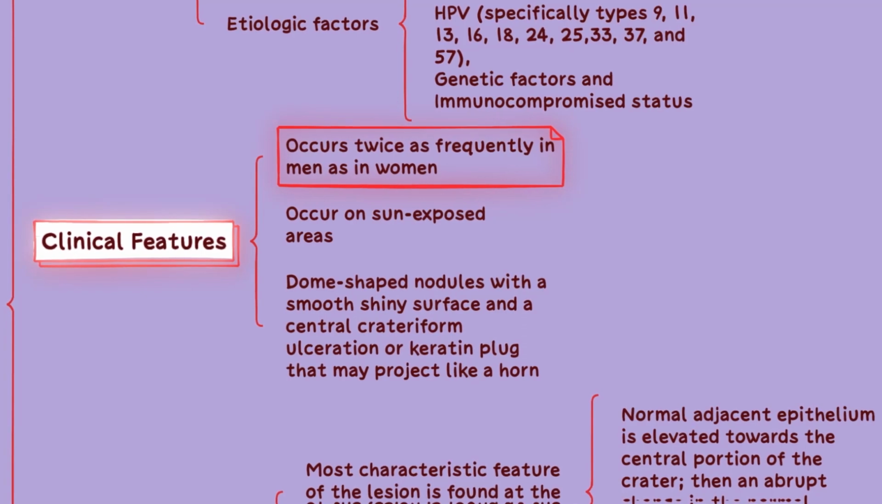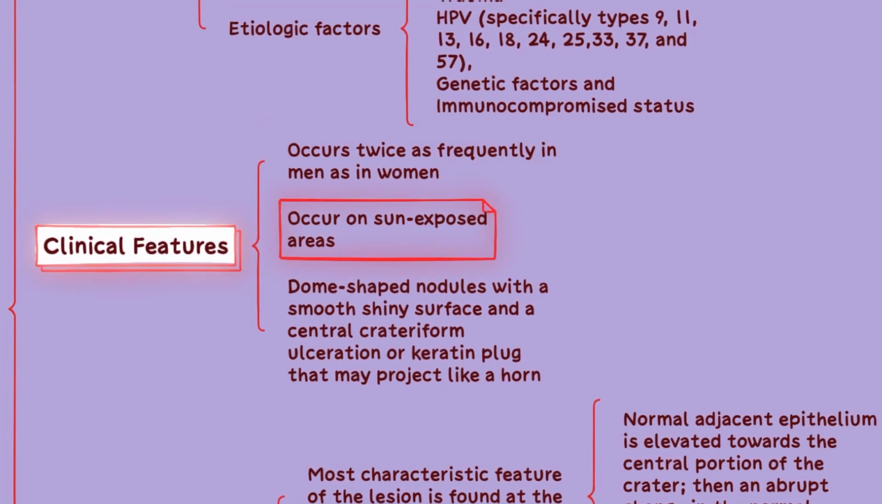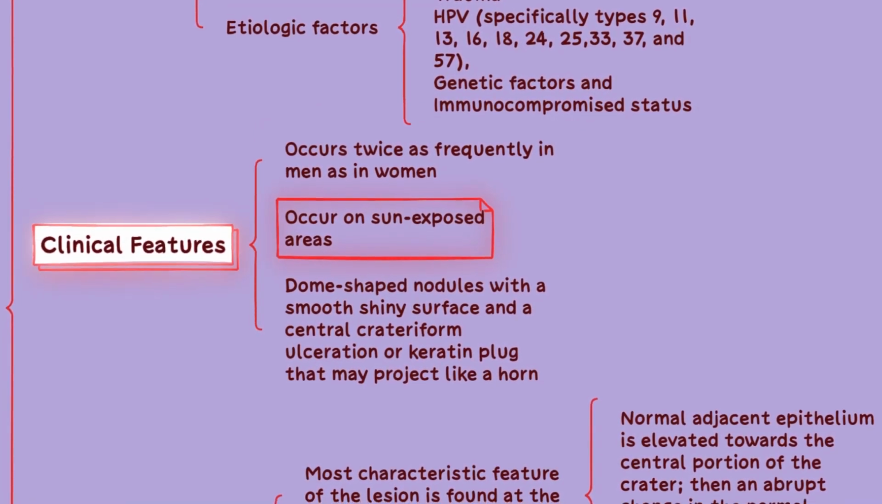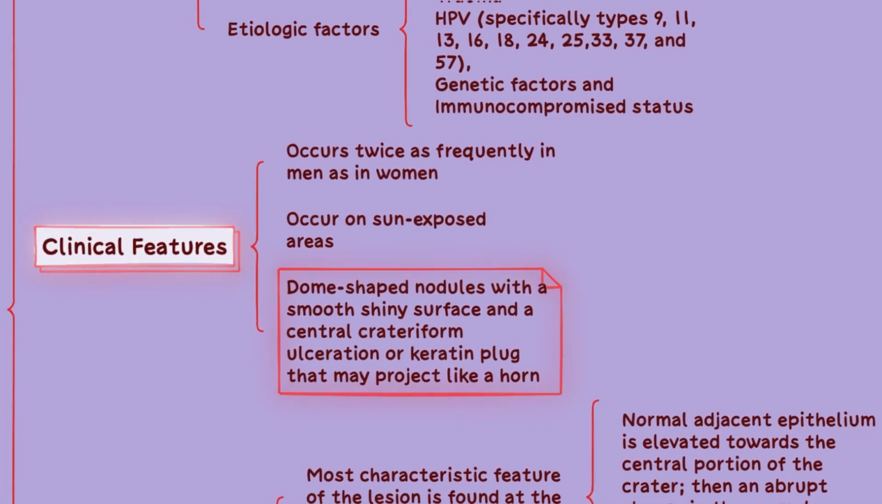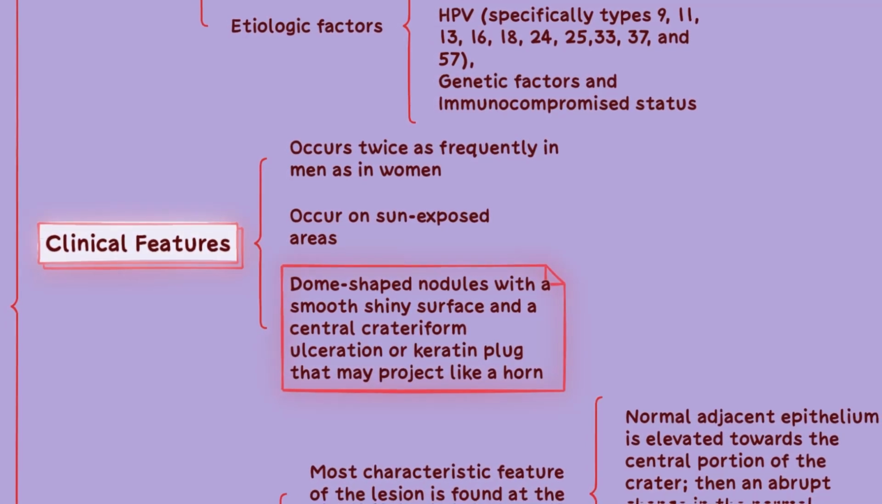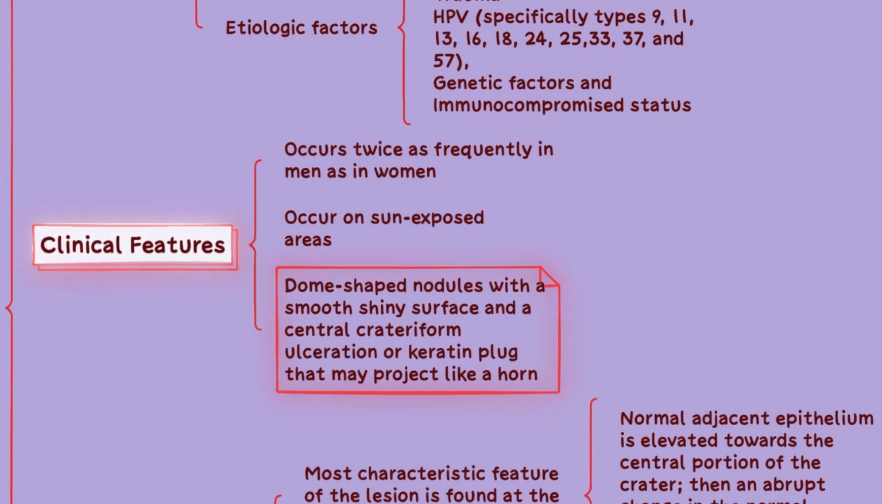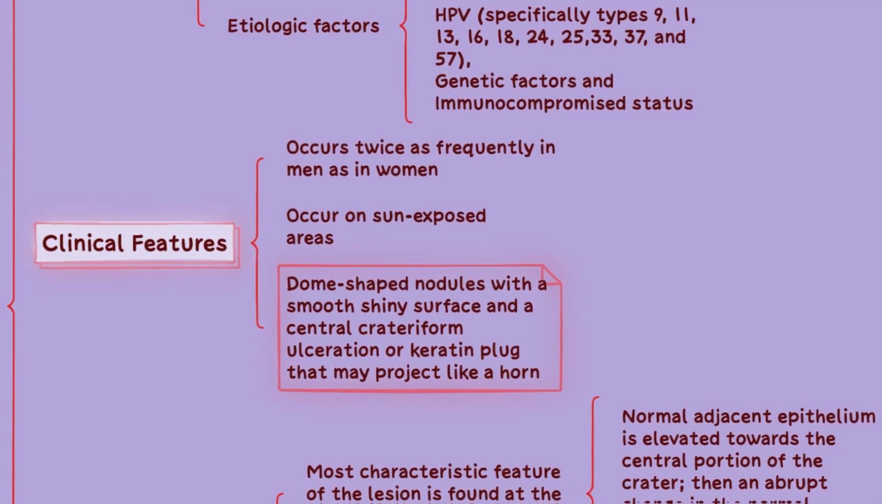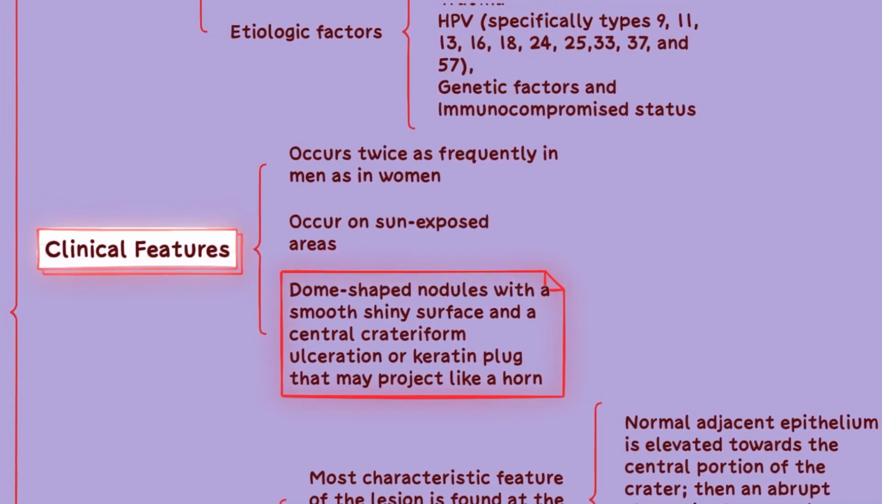Keratoacanthomas are more common in men and typically occur on sun-exposed areas of the skin. They are present as dome-shaped nodules with a smooth, shiny surface and a central crater-form ulceration or keratin plug that may project like a horn.